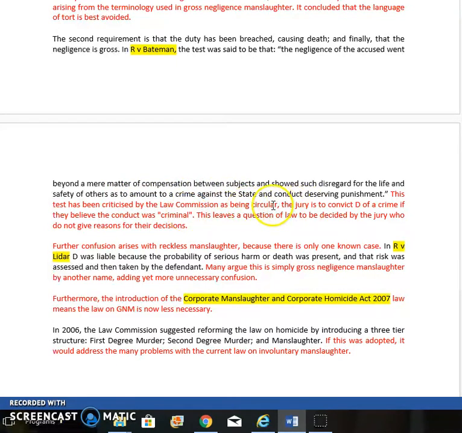It is a circular test because the jury is entitled to convict the defendant of a crime if they believe the conduct was criminal. And this leaves a question of law to be decided by the jury, who don't give reasons for their decisions. Remember, usually the jury are master of the facts. The judge is master of the law. But here we're asking the jury to answer a question of law: is it gross enough to be criminal? And of course, depending on the jury, you're going to get inconsistent decisions as well.